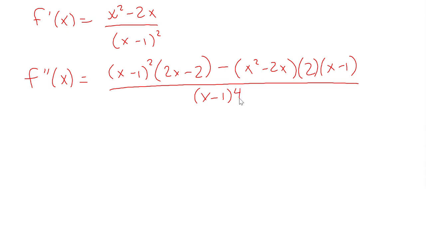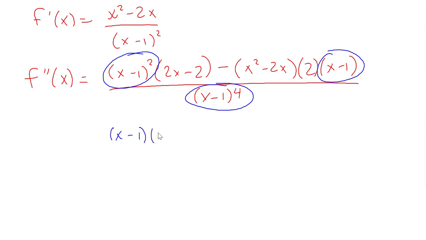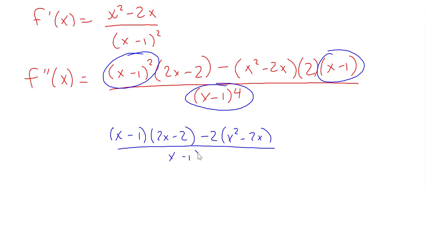And so hopefully we can see right off the bat that I can cancel out an x minus 1 from all of the terms, right? I have to have it in all of the terms. So this one's just going to become x minus 1 times 2x minus 2. And this will become minus 2 times x squared minus 2x over x minus 1 to the 3rd power.